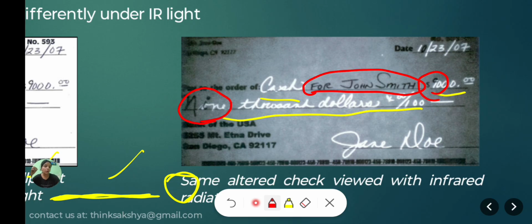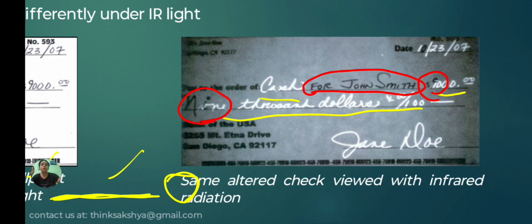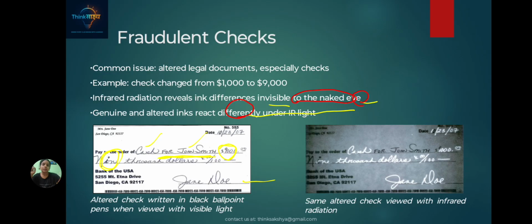So these are the alterations which are not very clear to the naked eye, but when we see under particular lights such as ultraviolet light or infrared lights, they show reflection differently. Each ink shows different reflections. So light sources can be used to see the difference between the inks, and this is how we got to know that this check is altered.